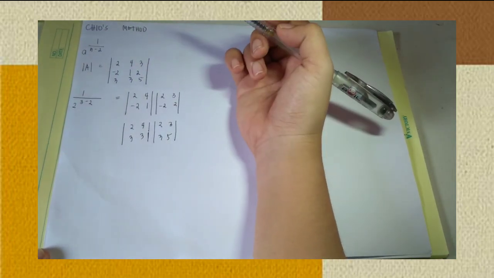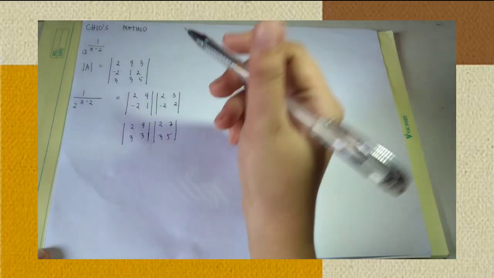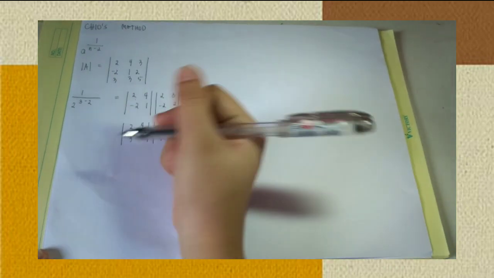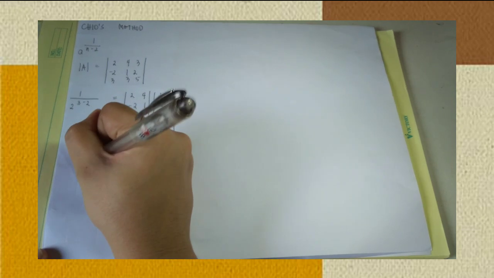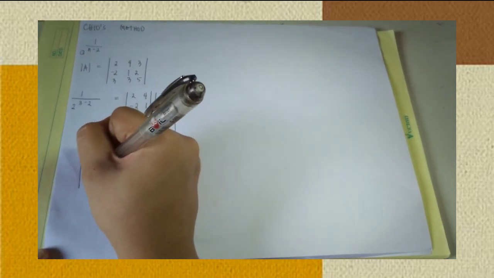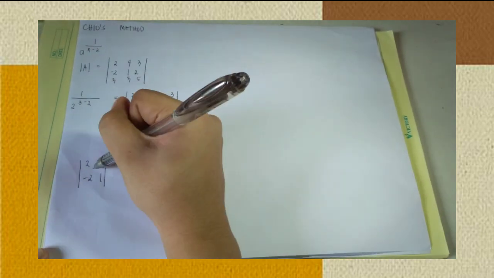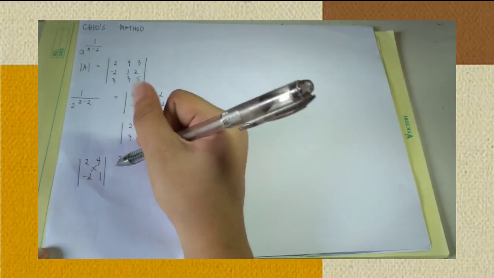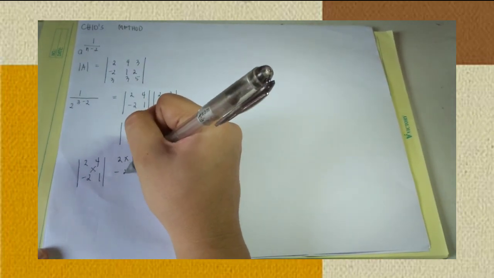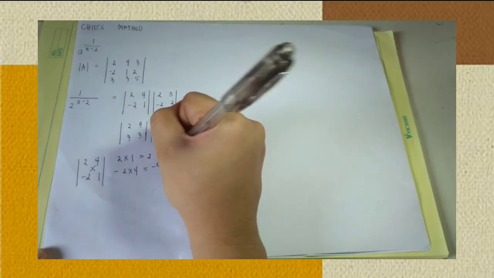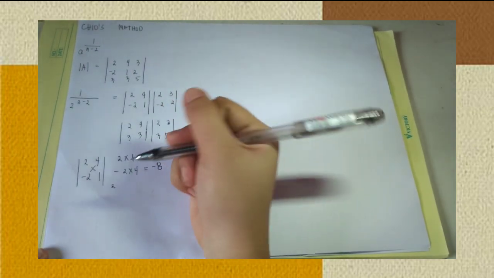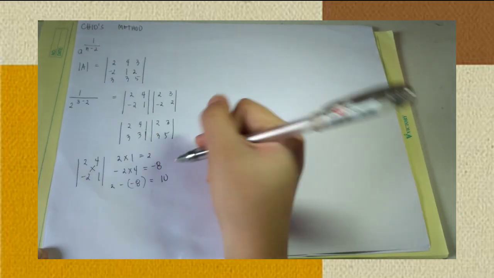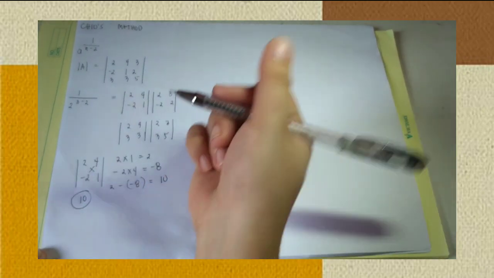Now we will get the determinants of these by using cross multiply and subtraction. First one is the 2, 4, negative 2 and 1. We will cross multiply them. So 2 times 1 is equal to 2. Negative 2 times 4 is equal to negative 8. So 2 minus negative 8 will be a positive 10. So the value of this is positive 10.